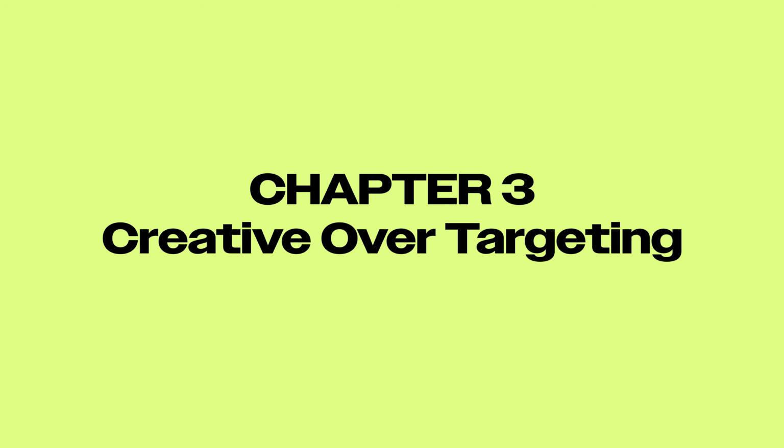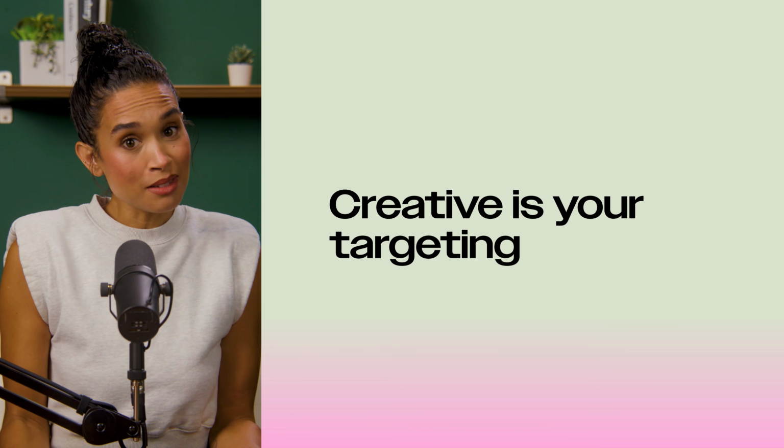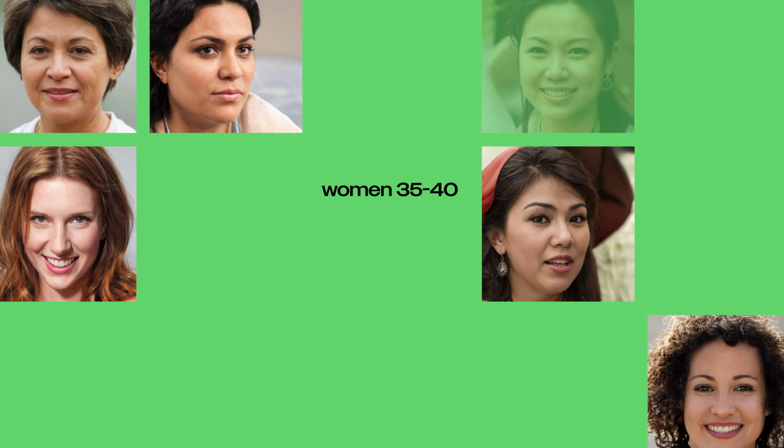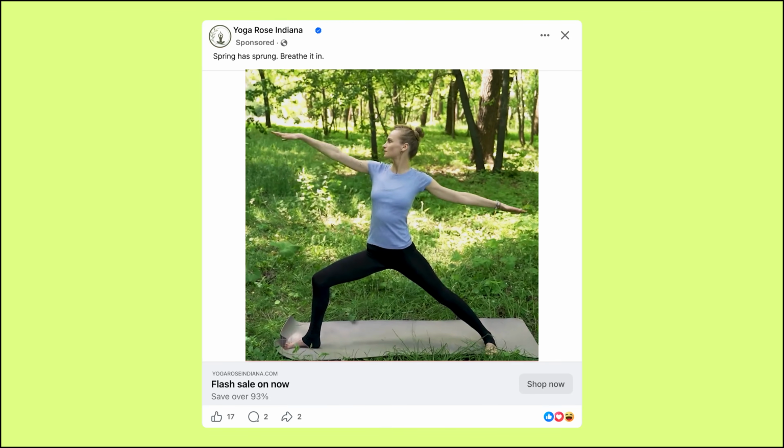Chapter 3, creative over targeting. Here is the single biggest shift in the industry. Creative is your targeting. The old mindset, I need to target women aged 35 to 44 who like yoga and green. No, forget it. In 2026, Meta's algorithm uses the visual signals inside your ad.